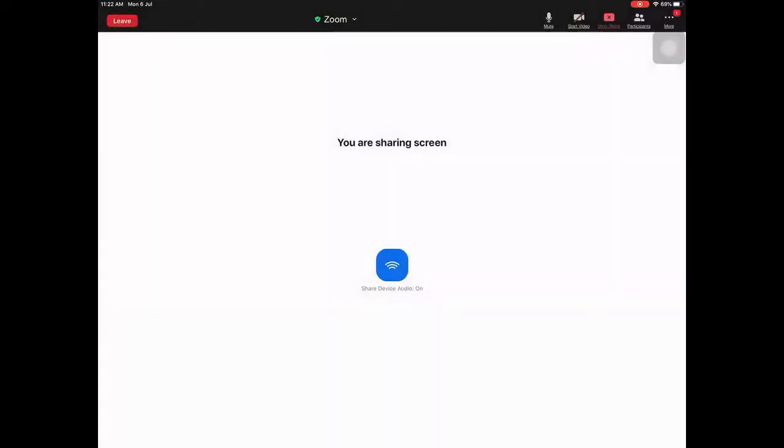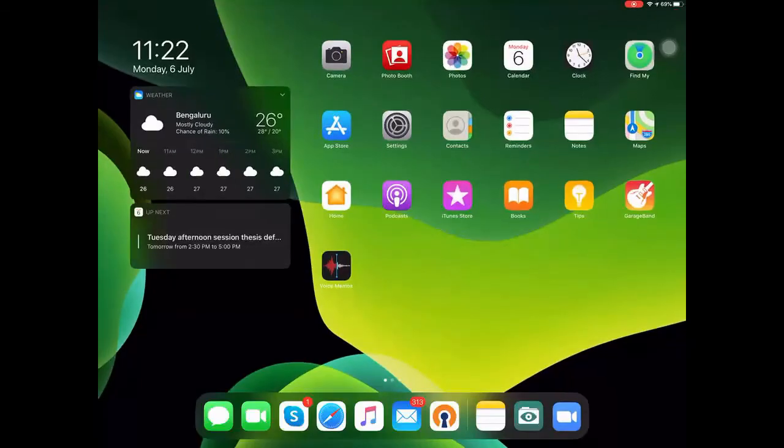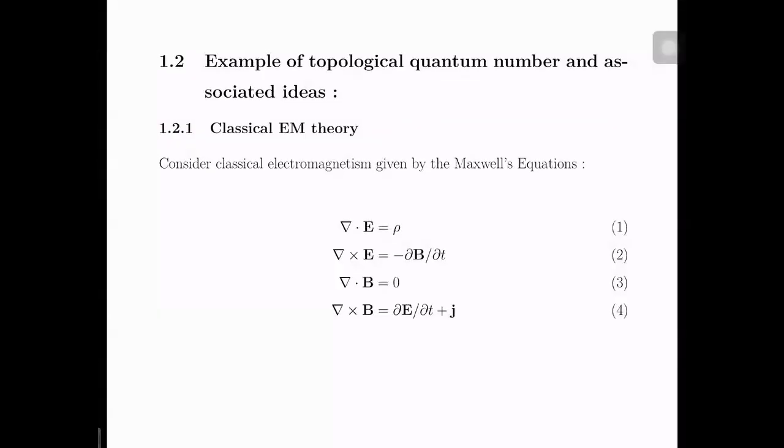Okay, so since there seem to be no questions, let's start with the actual material. What we are going to do is use classical electromagnetic theory to develop some of the ideas that we are going to need.